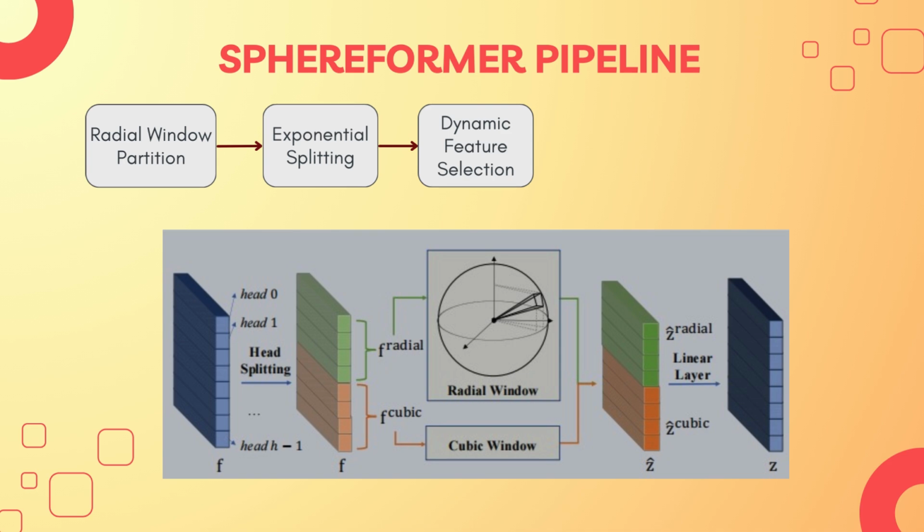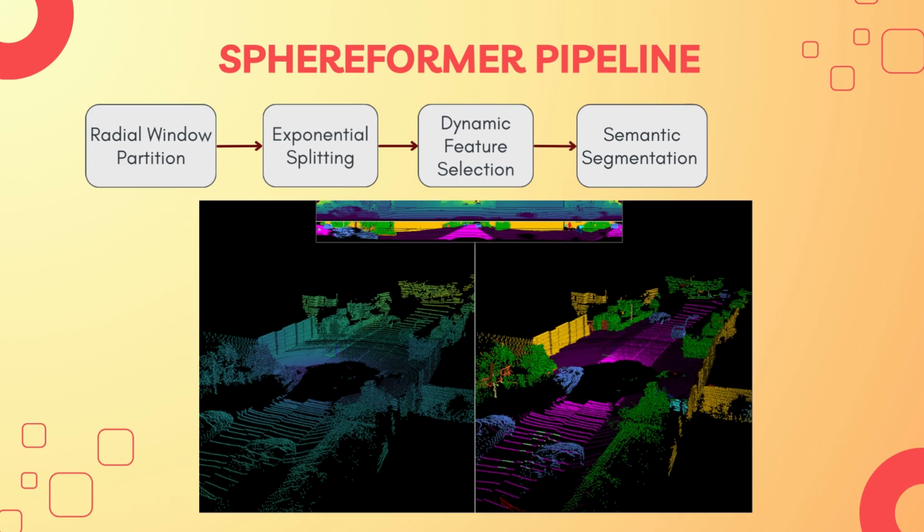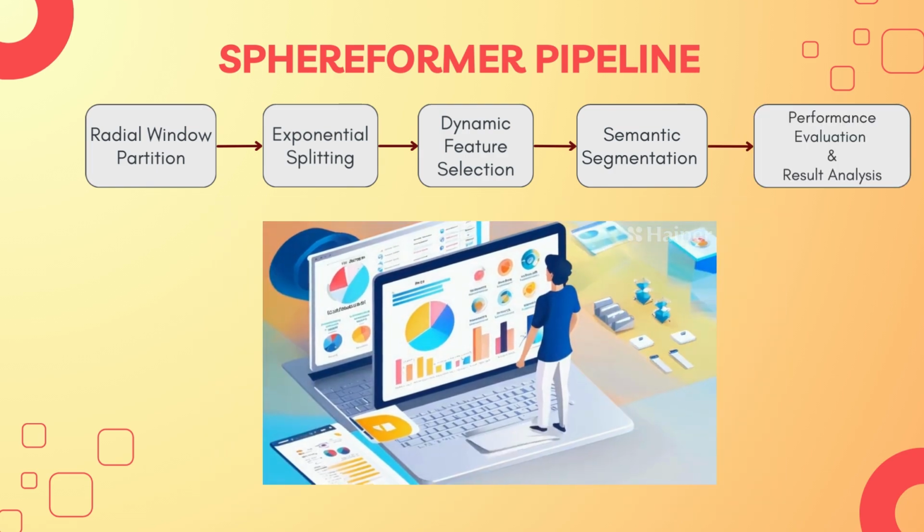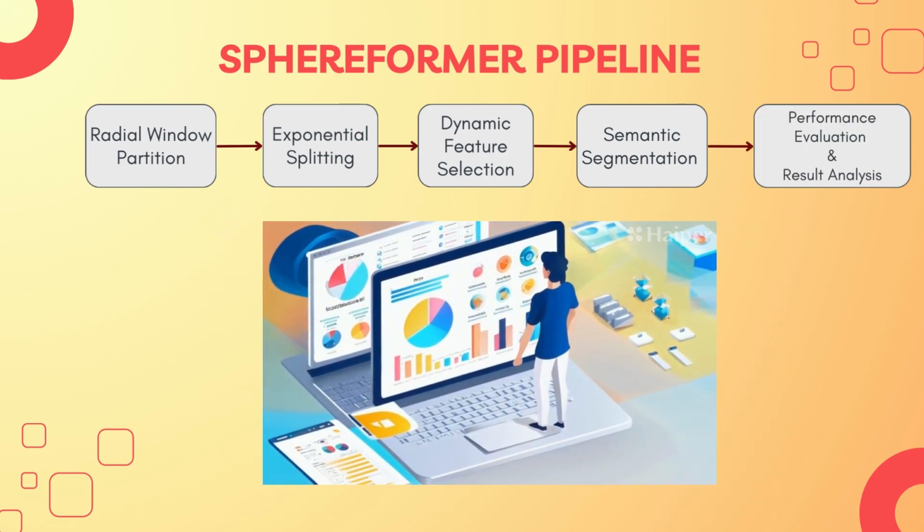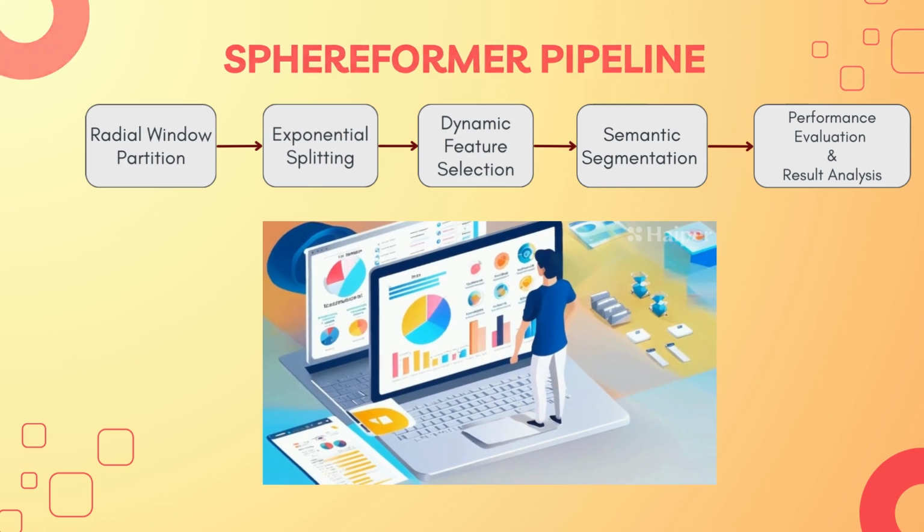After exponential splitting, SensorFusion uses dynamic feature selection. The model splits the point cloud into headers. The upper headers use the radial window partitioning, and the lower headers use the common cubic window partitioning. SensorFusion performs semantic segmentation on the input LiDAR point cloud data after the dynamic feature selection. It classifies each point into semantic categories such as sidewalks, roads, vegetation, buildings, and many other classes. Finally, the performance of SensorFusion is evaluated using metrics such as the mean intersection over union.